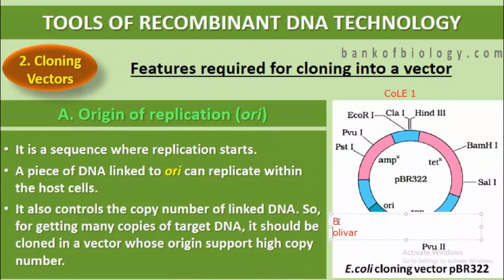Then what about R? Rodriguez, R-O-D-R-I-G-U-E-Z. Rodriguez. 322 is to distinguish it from other plasmids. Okay, I think you have got an idea regarding this pBR322.